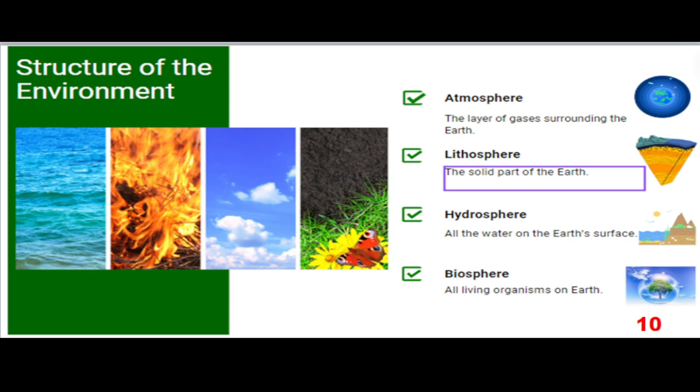Then structures of the environment. The environment generally represents four spheres: the atmosphere, lithosphere, hydrosphere, and biosphere. These correspond to rocks, water, air, and life. Therefore, the environment can be defined as the study of the earth, air, water, living beings, and their mutual relationships. Let's discuss one by one.